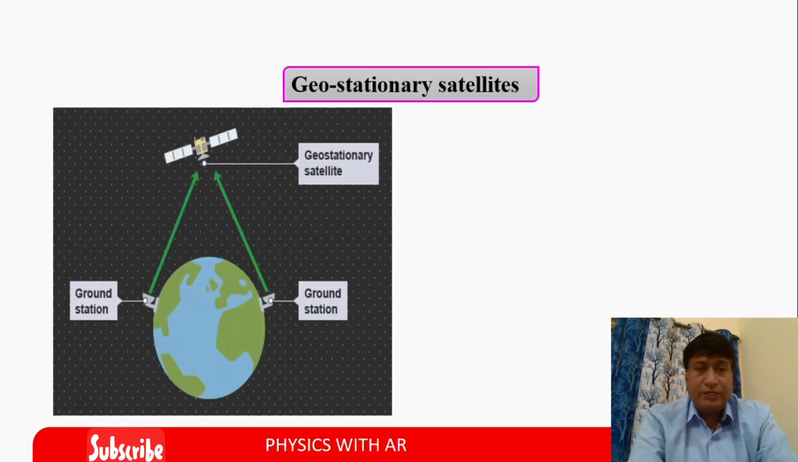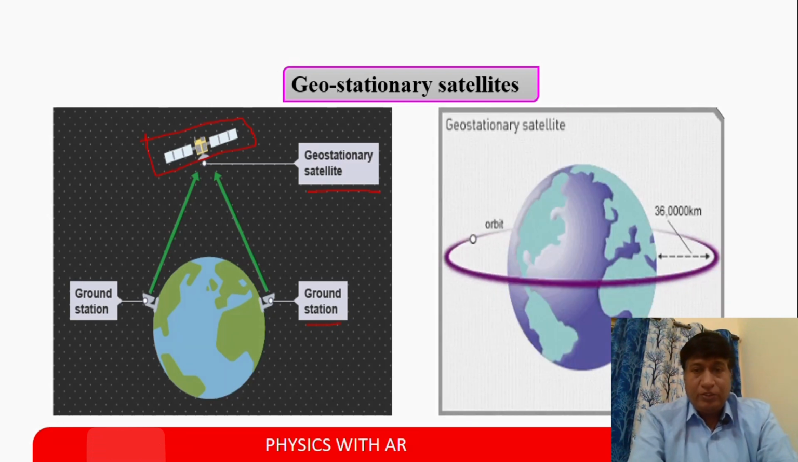So this is an example which we can see as a geostationary satellite. This will be the ground station which we are using, and this is the one which you can call a geostationary satellite. This figure represents that. This geostationary satellite revolves around the Earth at a radius of approximately 36,000 kilometers.